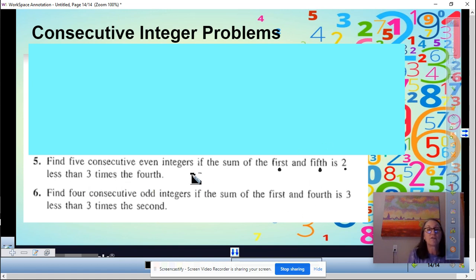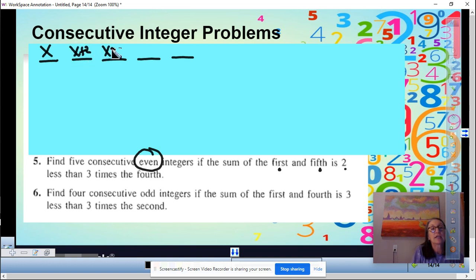So I'm going to start off knowing that I've got 5 consecutive integers: 1, 2, 3, 4, 5. I know the first one is x. Because I want even integers, I know that the second one is x plus 2, x plus 4, x plus 6, and x plus 8. Those are my 5 consecutive even integers.